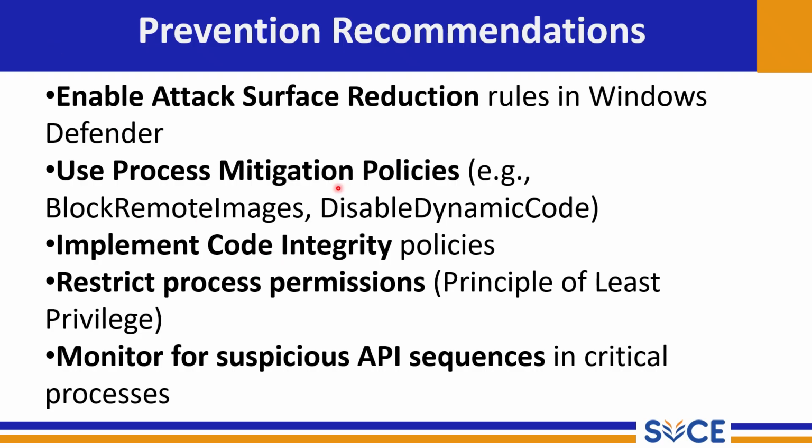So next is the prevention recommendations. So here, first, it enables the attack surface reduction rules in Windows Defender. And second one, by using some process mitigation policies, for example, block the remote images or disable the dynamic code. Third one, implement the code integrity policies. Fourth one, restrict the process permissions, that is the principle of least privilege. And fifth one, monitor for some suspicious API sequences in the critical processes. Okay, so this is how you can prevent it.